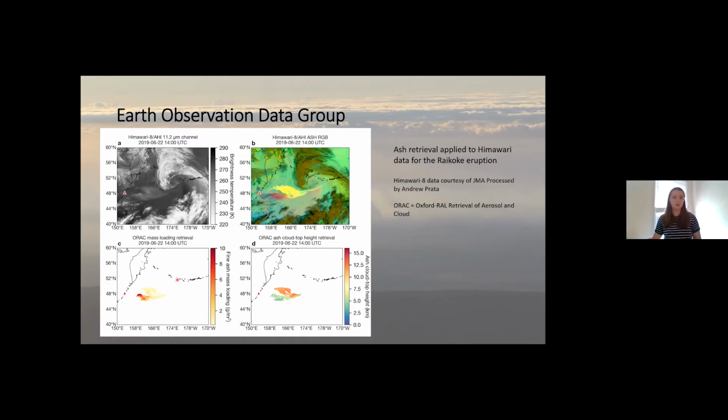And this is an example of this retrieval applied for volcanic ash for the Raikoke eruption. So these are outputs from Himawari. We've got just a single scene from the 11.2 micron channel. You can see the signal from the ash to the east of the volcano. And then this is an RGB composite. So again, you can see different structures to the ash cloud. And then these are results from ORAC. So you've got the mass results and the cloud top heights.